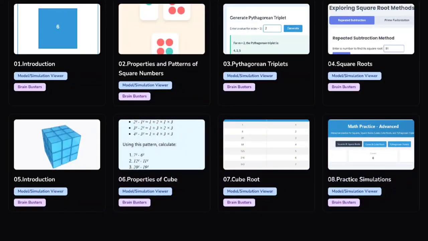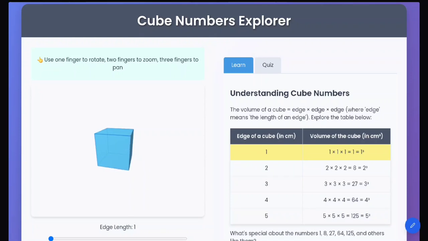Everybody is doing well. Now in today's session we are going to be talking about cube numbers. What are cube numbers? We are going to be understanding by using our simulations. Now students, cube numbers essentially mean when we multiply a number with itself 3 times.